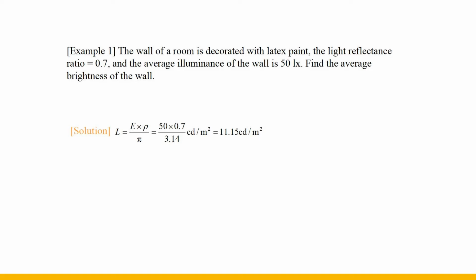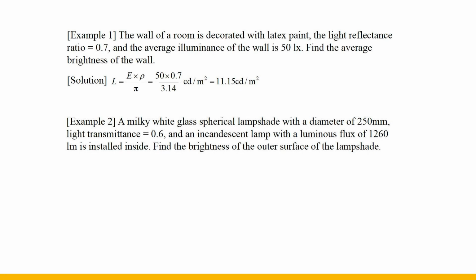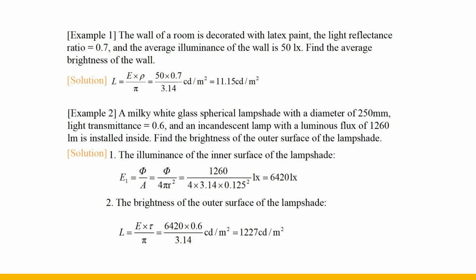Given a milky white glass spherical lamp set with a diameter of 250 mm, the light transmittance is equal to 0.6, and an incandescent lamp with a luminous flux of 1260 lumen is installed inside. Find the brightness of the outer surface of the lamp set. Since the lamp set is a diffuse transmission material, the illuminance needs to be used to obtain the brightness.